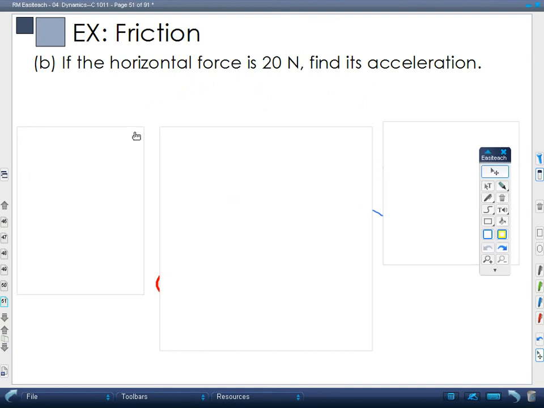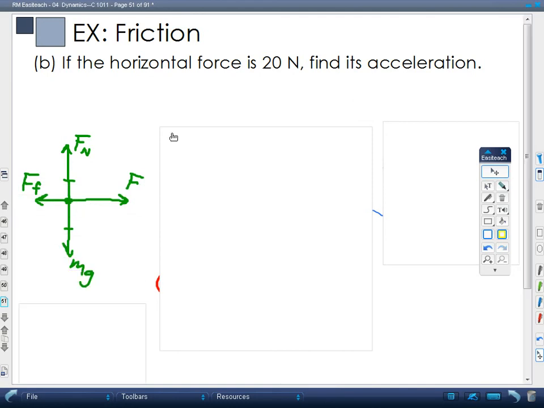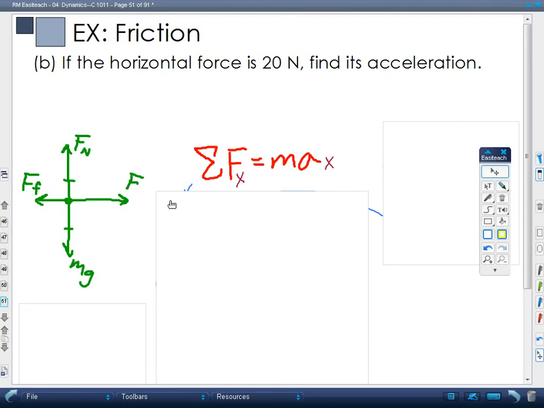So now, it's the same problem, new part, same diagram. But now we're interested in finding the acceleration. And I wrote sigma F equals ma, and then I added these subscripts x. Now stop and think about that for a second. This is not accelerating vertically. This is accelerating horizontally. It's on a horizontal surface. It's on a flat, level surface, a typical surface. It's accelerating across the surface.